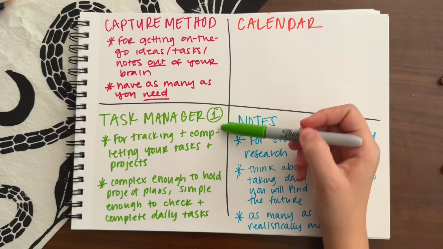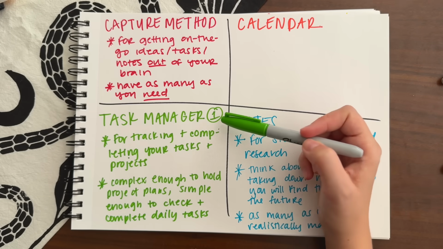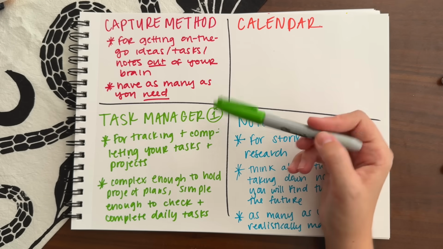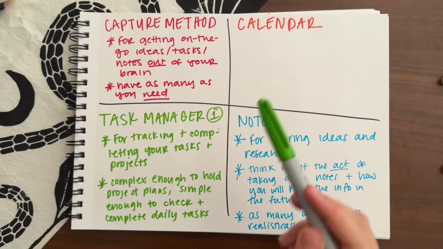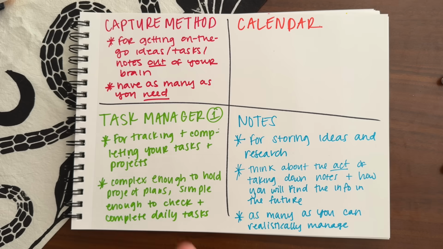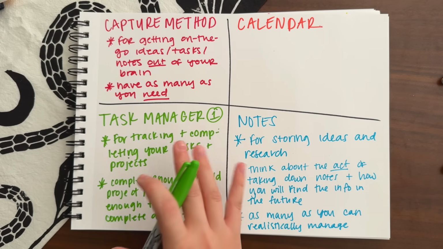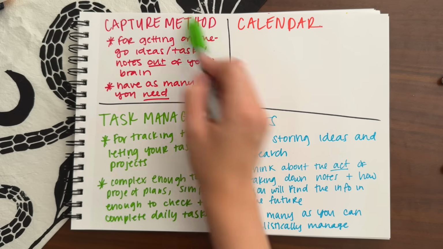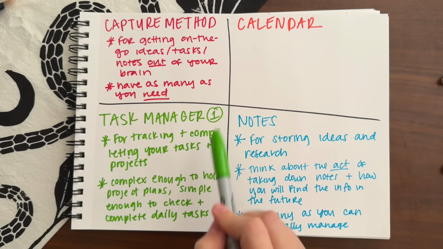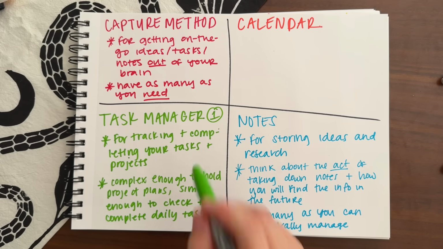The reason having just one task manager helps you is because you really want to be able to trust your task manager. It should be the only place that you go to for your tasks. Otherwise, everything else is a capture method, right? Your task manager is where you're actually completing things, checking things off, marking things as done.